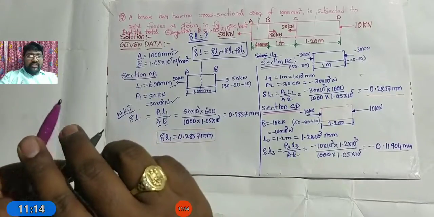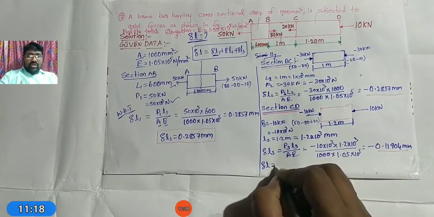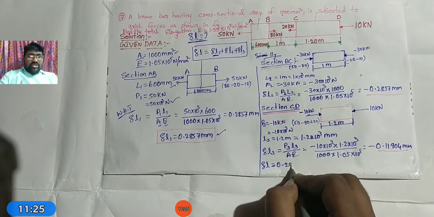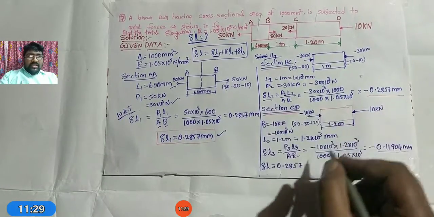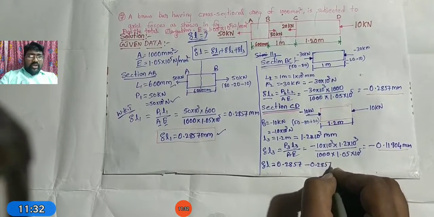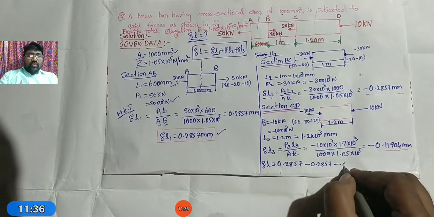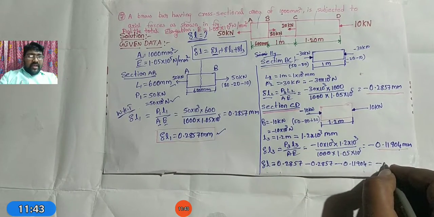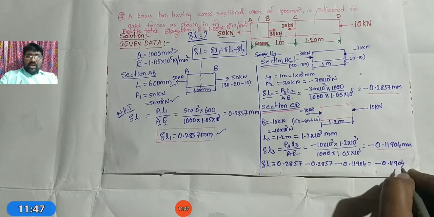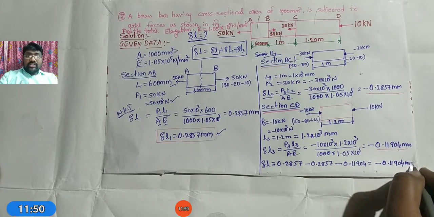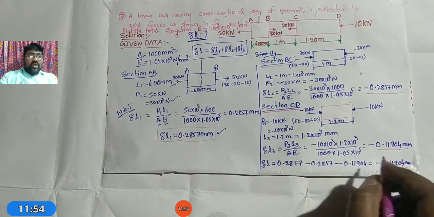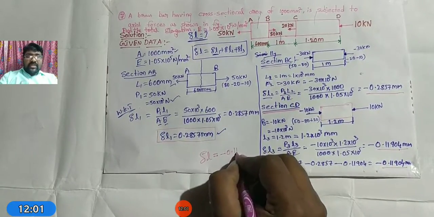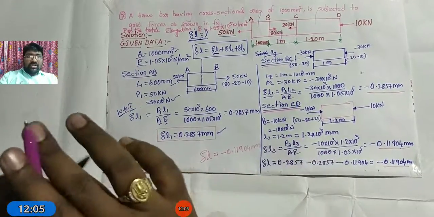Finally, we calculate the total change in length from sections 1, 2 and 3. Substitute all these three values in the equation. 0.2857. Next, in section 2, we got negative, that is minus 0.2857. In section 3, minus 0.11904. The final value of the change in length is minus 0.11904. Due to the application of these forces, the length of the bar is reduced by 0.11904 mm. It is a very small value, a small reduction in length that will happen in this bar due to these forces.